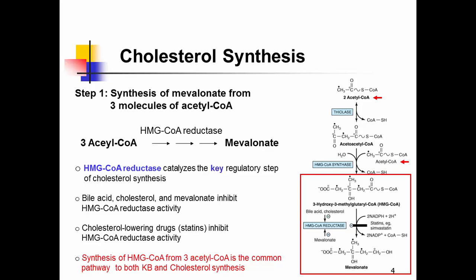Again, this is because it's a key enzyme, right? The reason we call this a key enzyme is because its activity can be regulated. So the whole process can be either slowed down or sped up. For example, the cholesterol level or bile acid level can inhibit the HMG-CoA reductase, and mevalonate levels also inhibit HMG-CoA reductase, which makes sense, right?